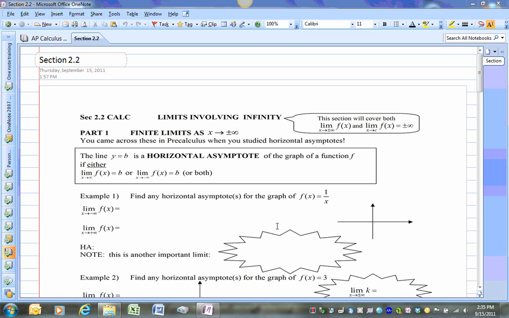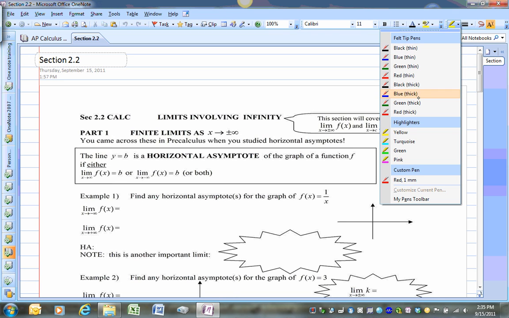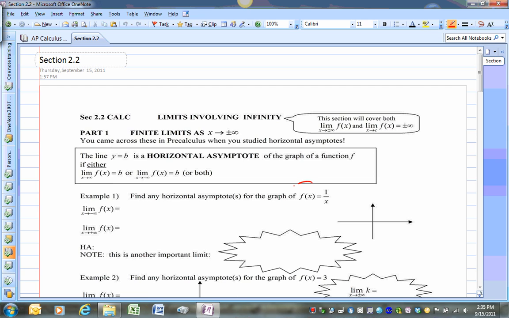So, limits involving infinity. And let me get the laser pointer for you guys to see. What we want to do is focus on rational functions. If I use, say we go with red, y equals 1 over x. So you want to remember how that graph looks. The graph will look like this.